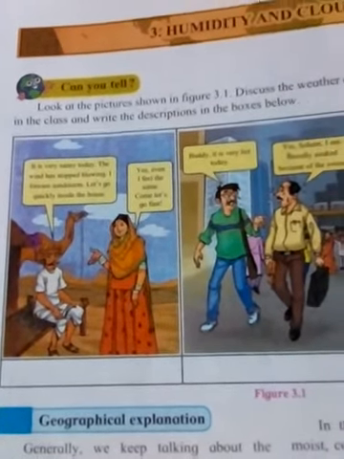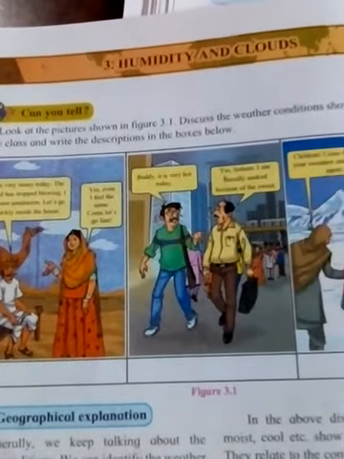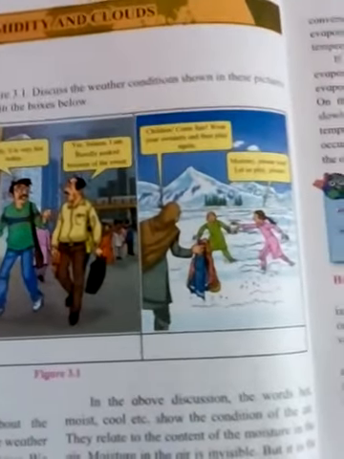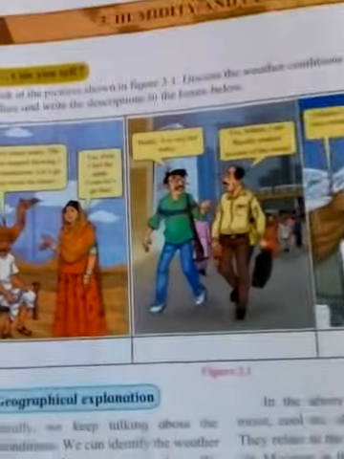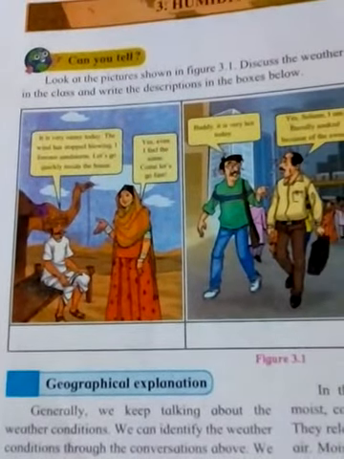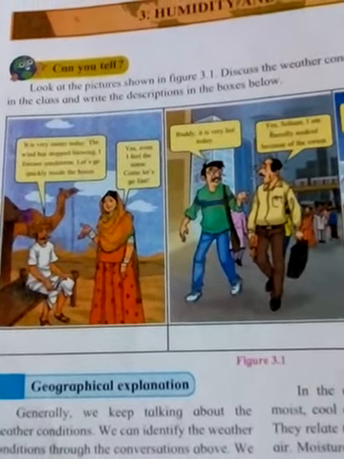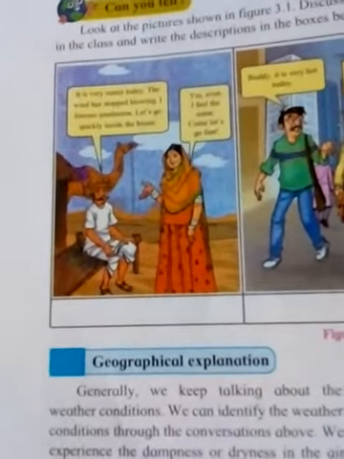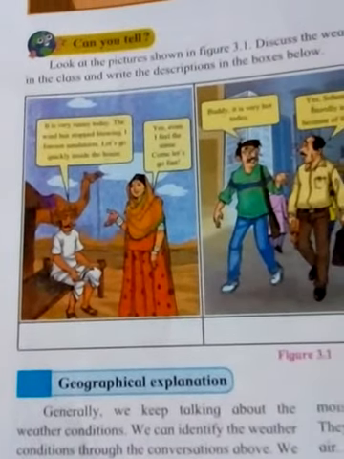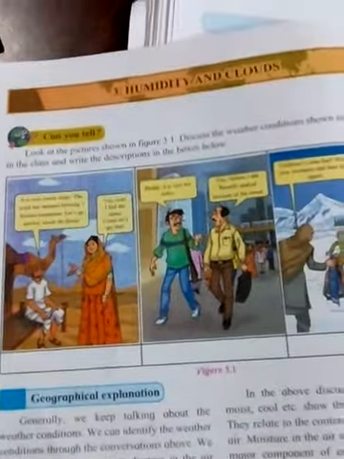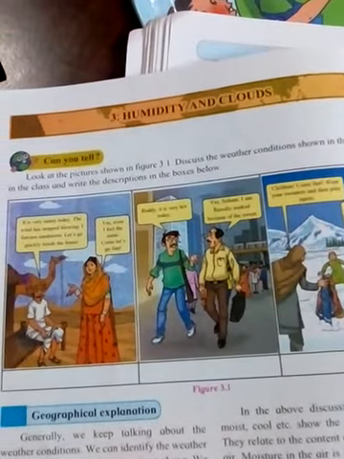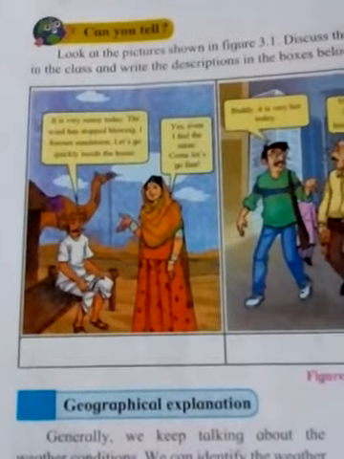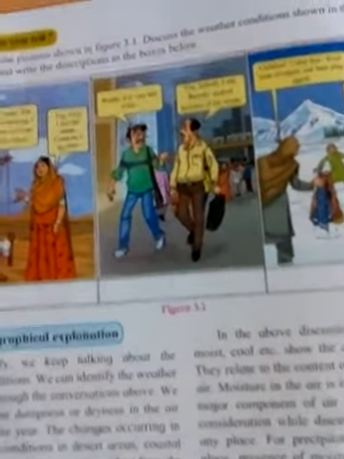Look at this picture showing figure 3.1 and discuss the weather condition shown in this picture in the class, or write the description in the boxes below. That means, this discussion shows which weather condition. Write this in your textbook.